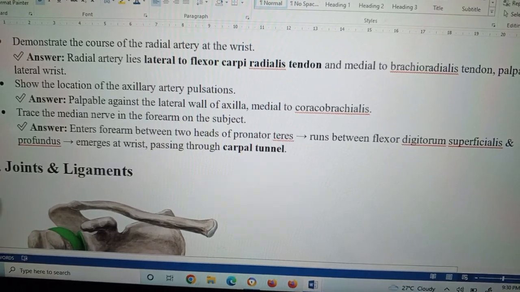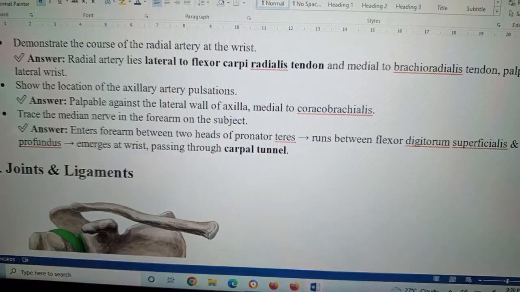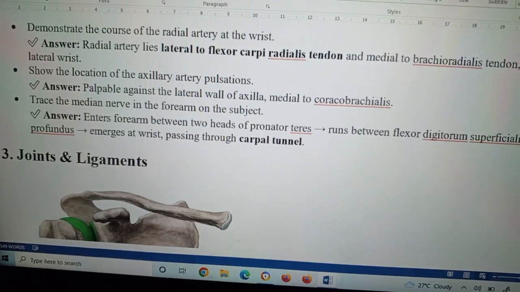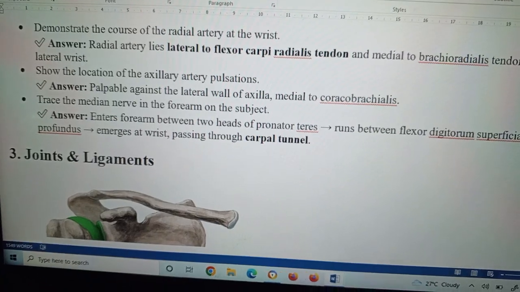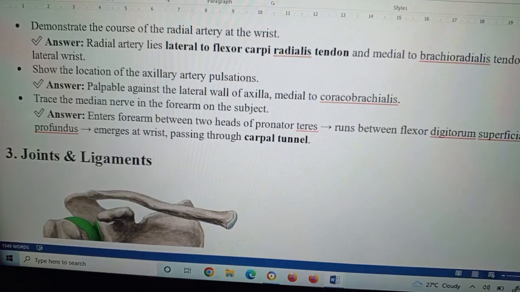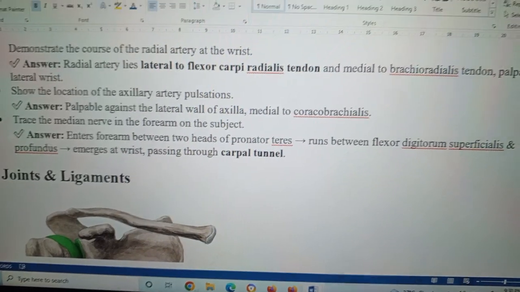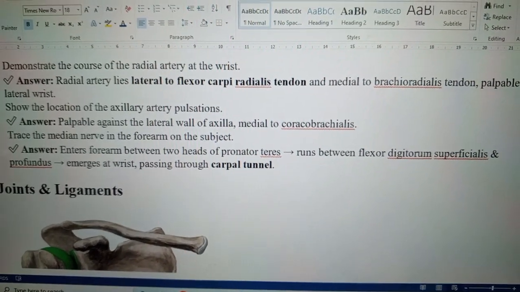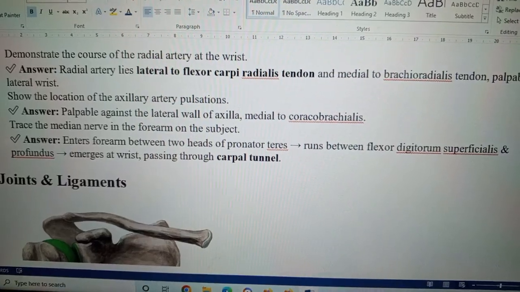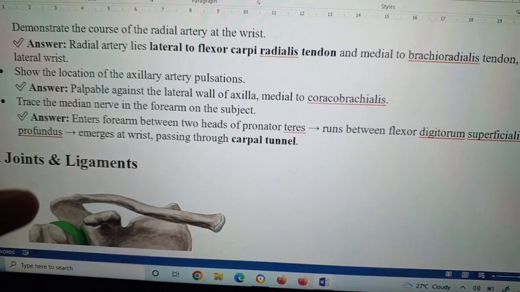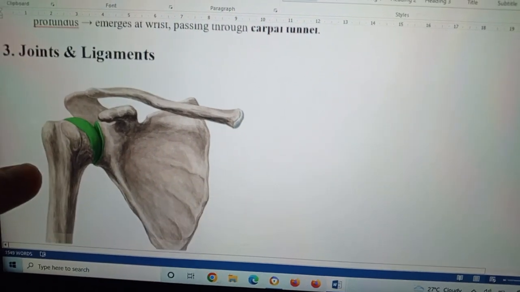In the interactive station, if you start telling about the median nerve, first you are going to tell the facilitator that it enters the forearm between the two heads of pronator teres. It runs between flexor digitorum superficialis and profundus, and then emerges at the wrist and passes through the carpal tunnel. This is how you are going to answer, so that the examiner knows you have knowledge about it.